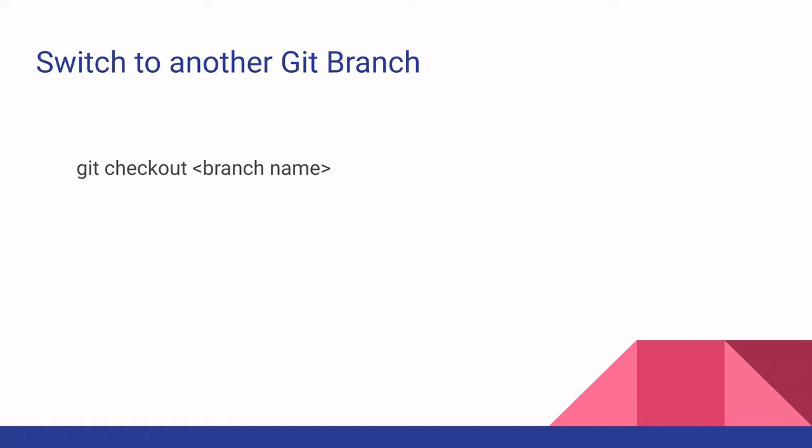Then if you want to switch to another Git branch, you can use the git checkout command. Here you have to type git checkout and then give the branch name that you want to check out. Usually when you clone a Git repository, you will be in the master branch. But if you want to send some changes to another branch, then you have to switch to that branch. During that time, you can use this command, git checkout, and then give the branch name that you want to check out.